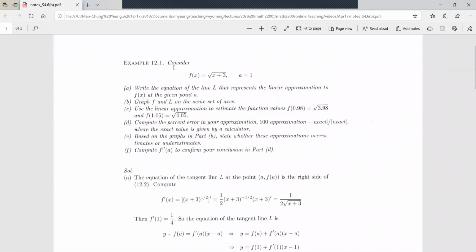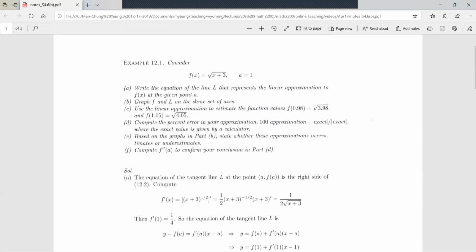Example 1. Consider this function and the point a. Point a is 1. There are several questions. The first question, write the equation of the line that represents the linear approximation to the function at the given point a. The line that represents the linear approximation at the given point a is the tangent line at the point a. So this question is the same as the question: write the equation of the tangent line at the point a.